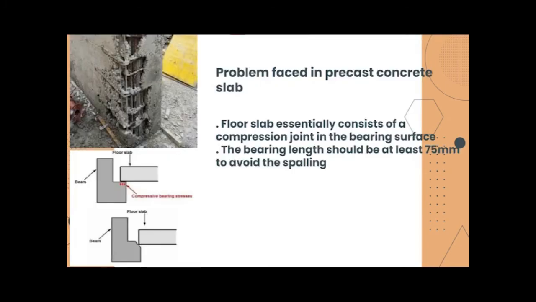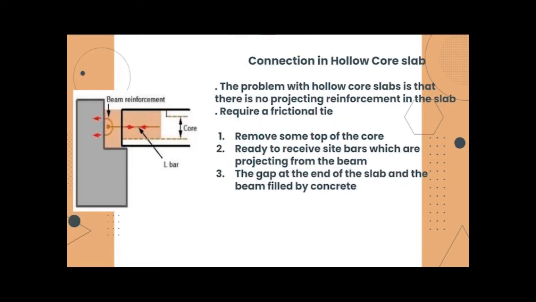So the problem faced in precast concrete slab is, firstly, floor slab essentially consists of a compression joint in the bearing surface. The bearing length should be at least 75 mm to avoid the spalling. So the problem faced is mostly spalling in the precast concrete slab. So firstly, the connection in hollow core slab: the problem with hollow core slab is that there is no projecting reinforcement in the slab, so it requires a frictional tie.